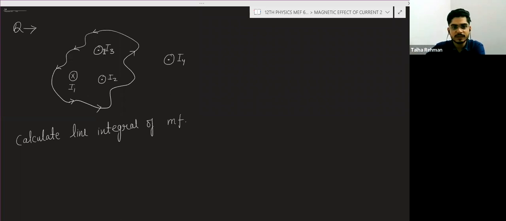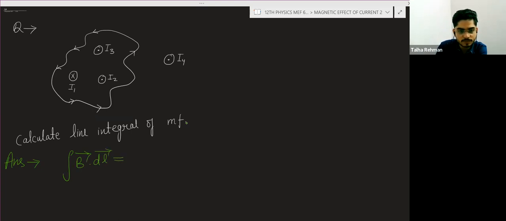This I3 represents the current coming outwards, and this cross I1 represents the current coming into the screen. This I4 represents the current is outward. I have already discussed this, and you have to calculate the line integral of the magnetic field. The line integral of the magnetic field is given by this: B dot dl is the line integral of the magnetic field.